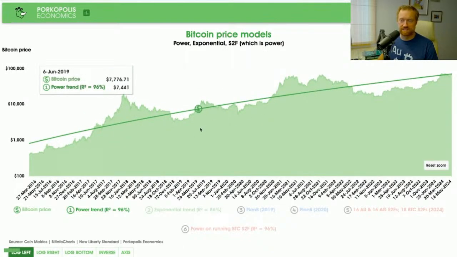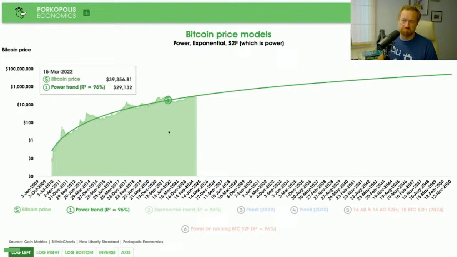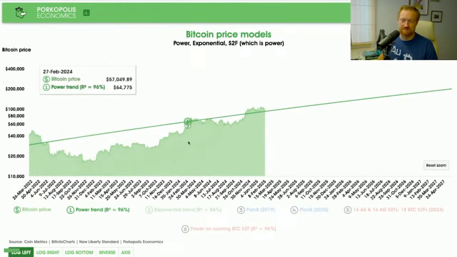Not always. In 2019 we didn't, but that was not during the four-year cycle, right? It was not the year after the halving. Here it was the year after the halving on the four-year cycle, and we usually tend to go pretty quickly above. This time, history never repeats exactly. It rhymes a little bit.